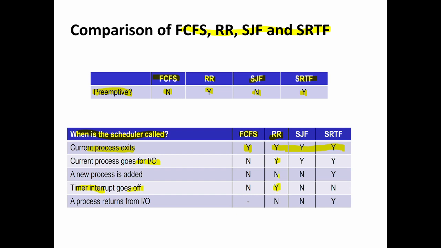Okay, but you don't call it when a new process is added or a process comes. Oh my god. In shortest job first, it's again the same thing: when the current process goes for IO, you call it. Otherwise, it is non-preemptive. In shortest remaining time first, you call it as such.